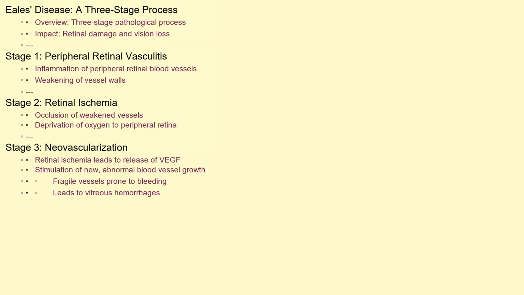Eales disease is characterized by a three-stage pathological process. Initially, the peripheral retinal blood vessels become inflamed, a condition called peripheral retinal vasculitis. This inflammation weakens the vessel walls. In the second stage, these weakened vessels become occluded, or blocked, depriving the peripheral retina of oxygen. This leads to retinal ischemia.